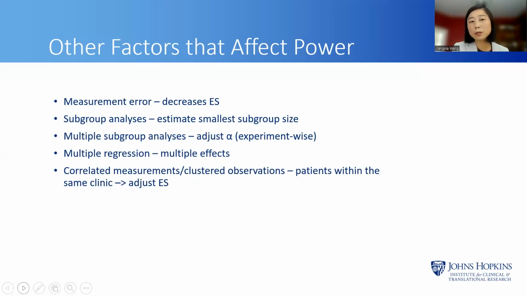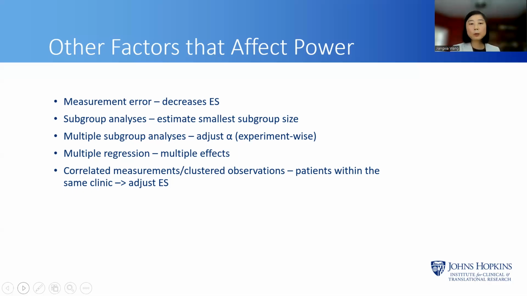And then in some research, you may have subgroup analysis. If you want to see an effect for that subgroup analysis, you really have to estimate the smallest subgroup size, so you will be able to detect the effect you intend to detect in that subgroup analysis. And then as more subgroup analysis is involved in that study, we come into the territory of multiple comparisons. So we have to adjust the alpha level accordingly to avoid this type 1 error.